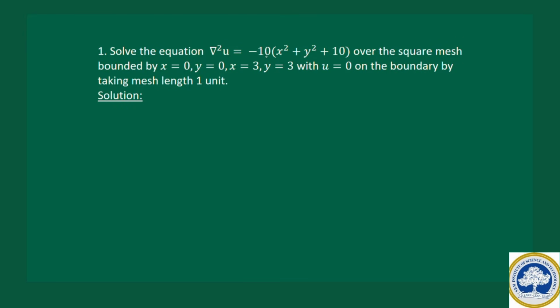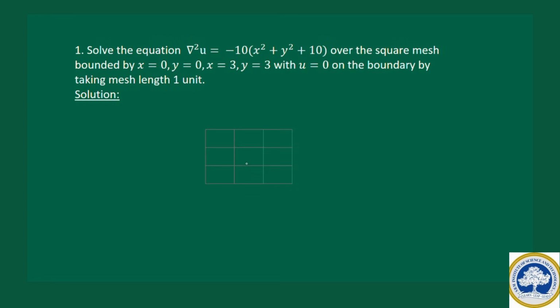Now let us solve the Poisson equation ∇²u = -10(x² + y² + 10) over the square mesh bounded by x = 0, y = 0, x = 3, y = 3 with u = 0 on the boundary, by taking mesh length 1 unit. So first, before starting the problem, we have to draw a square mesh with the given data.